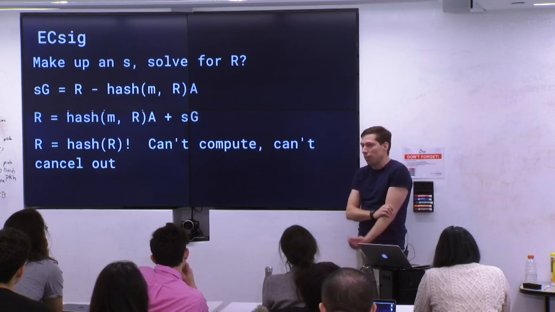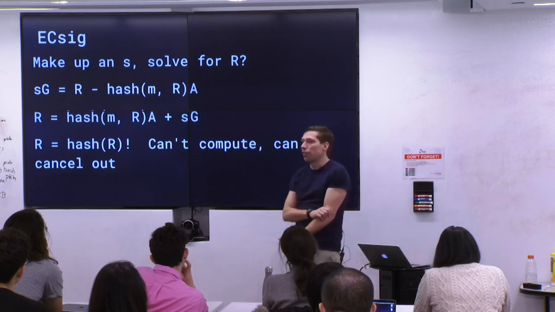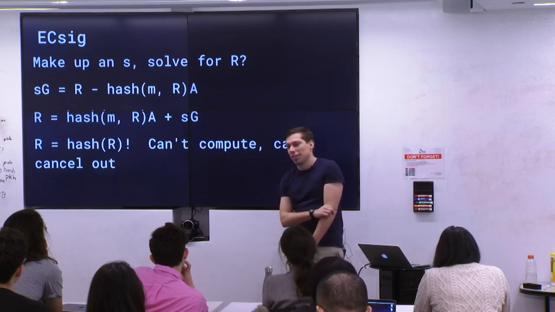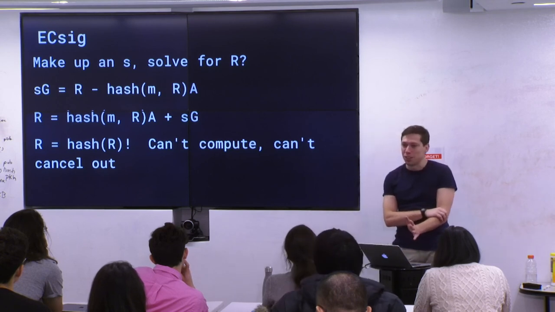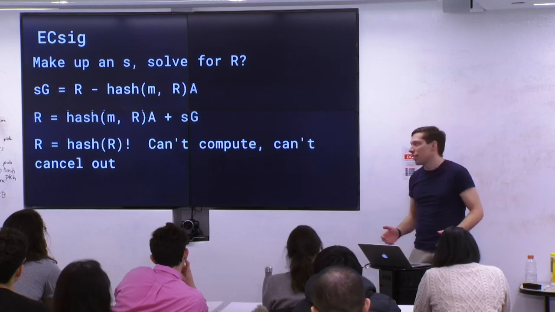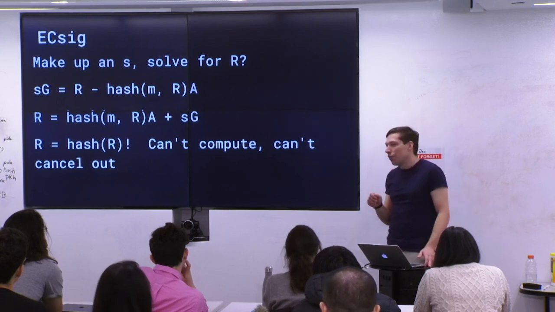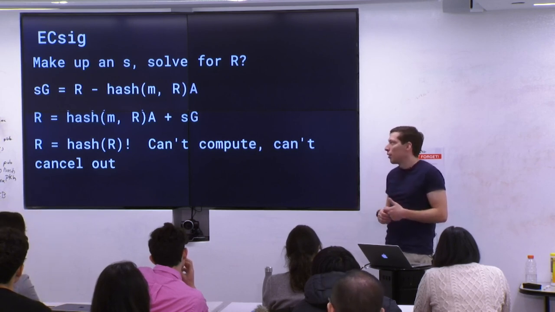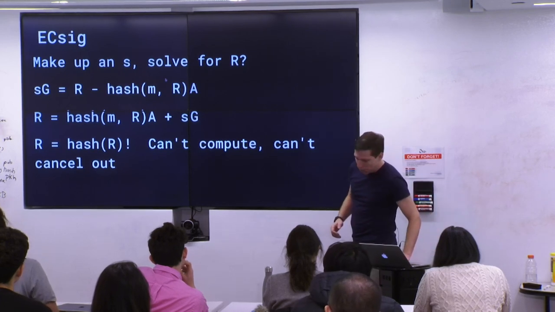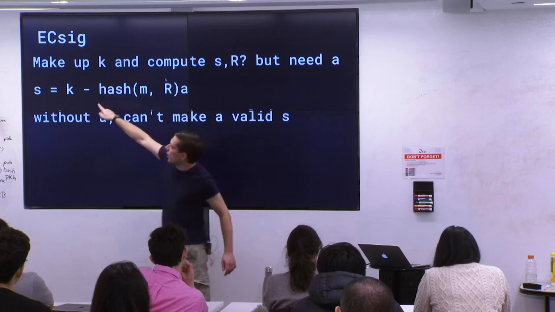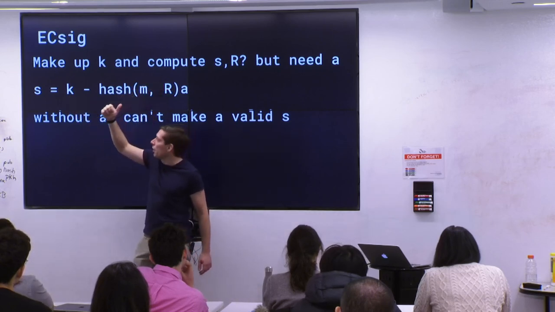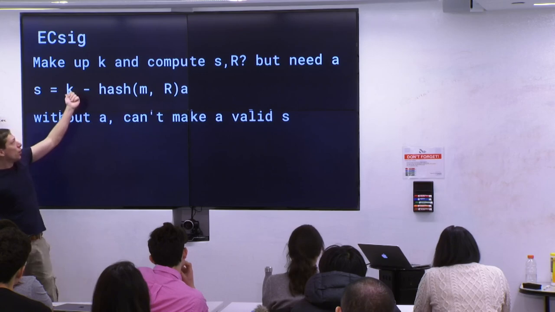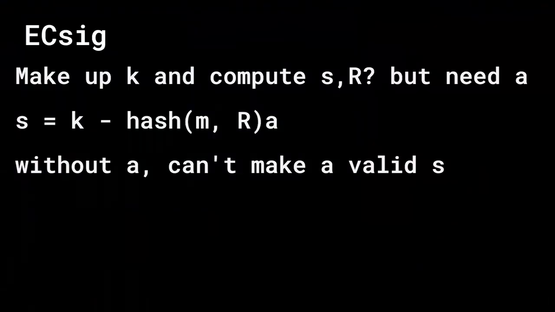There is one sort of foot gun with EC signatures. If you use the same R value for different signatures with the same pub key, you reveal your private key. So K has to be random and new every time. If you look through the equation, you'll see how you can solve. If you have two of the same K's with different S's, you can solve for K. And then once you solve for K, if you know what K is, you can find what little a is, right, as a verifier. You can say, well, I know you gave me S, that's part of the signature. I know this whole coefficient. If I know K, I can solve for little a by dividing this out. So always use a new K value.